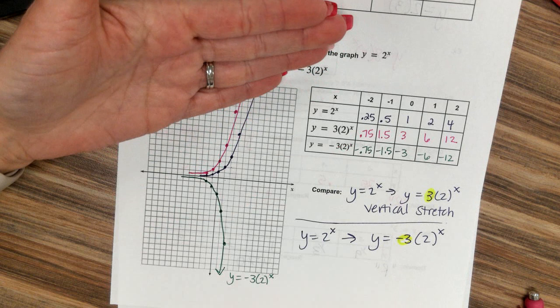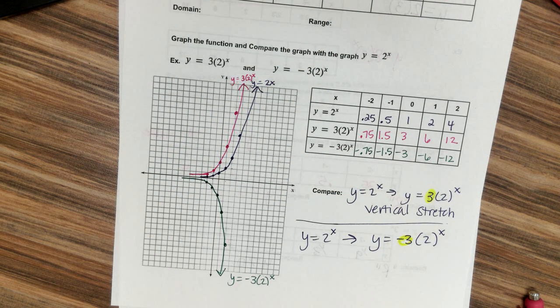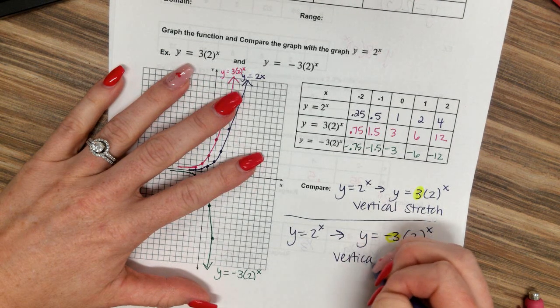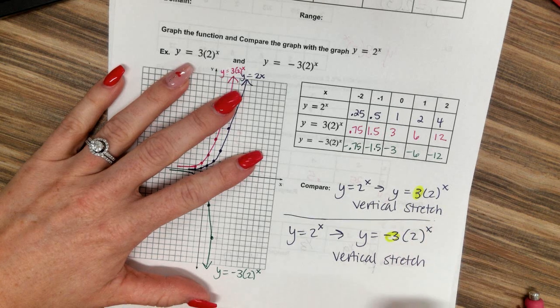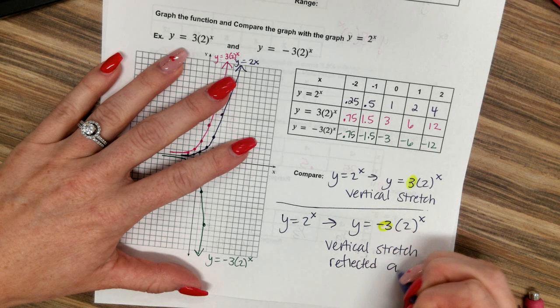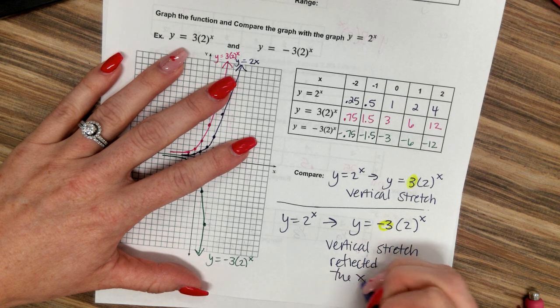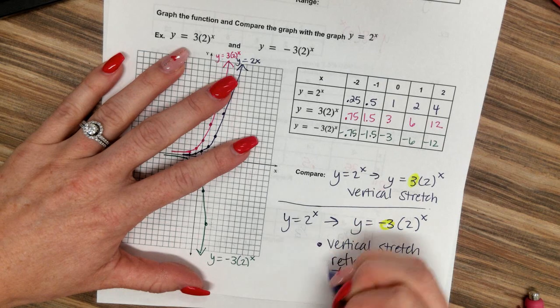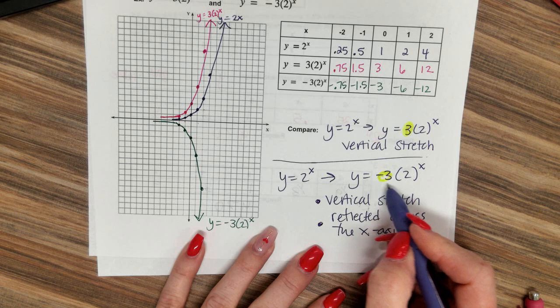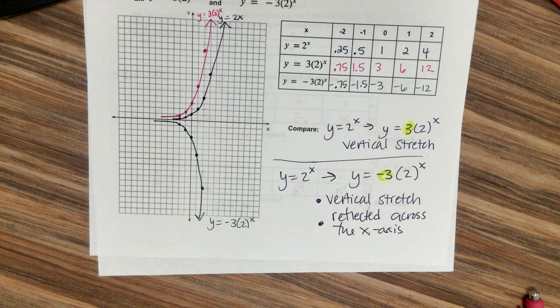It's a flip. It flipped it across what axis? Across the x-axis. Did it still vertically stretch it? Yes. So the first thing it did was it vertically stretched it. So it's still a vertical stretch, but the negative also reflected across the x-axis. So it had 2 things it did to it. The 3 caused a vertical stretch. The negative caused the flip.